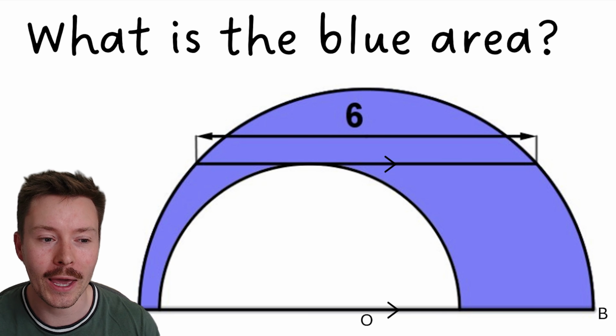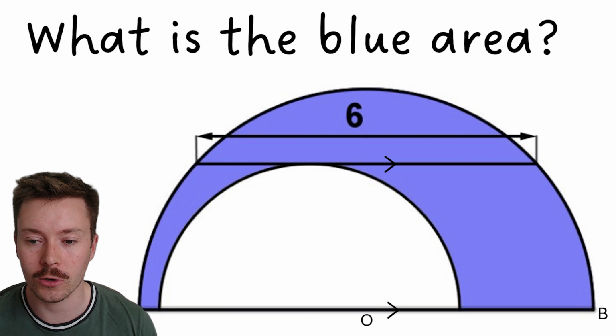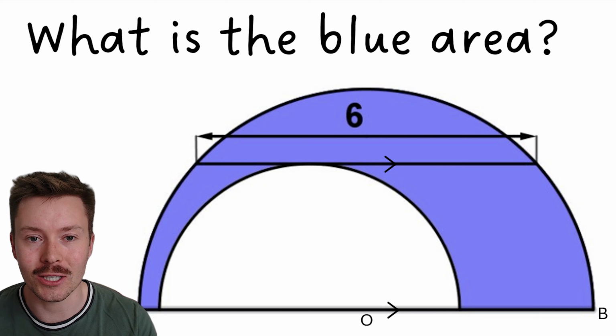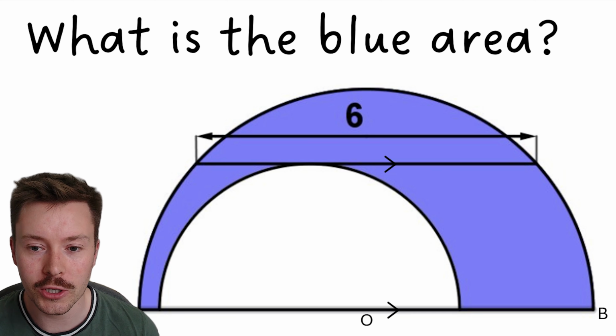What is the blue area? As you can see here, we've got two semicircles, one inside of the other, and we've got a tangent to the inside semicircle that is basically touching the circumference of the larger semicircle, with a length of 6.